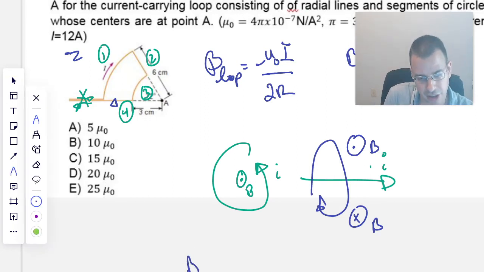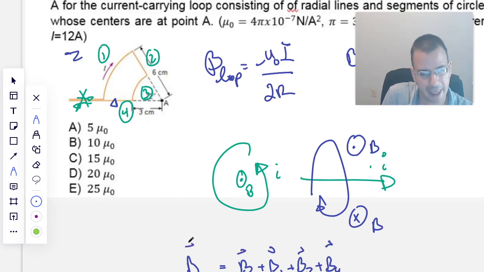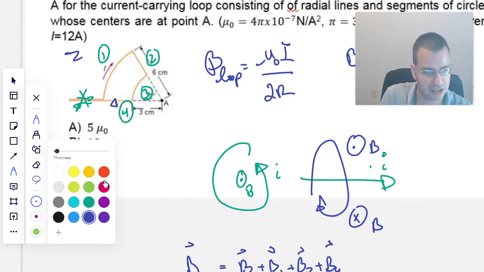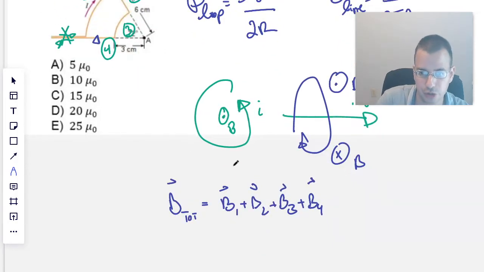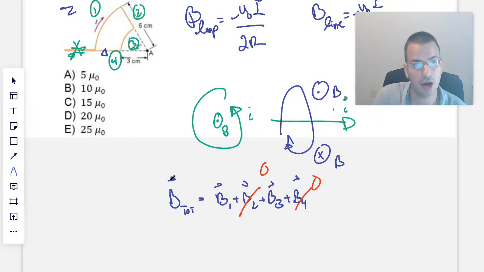So if we look at this here, the total magnetic field is going to be magnetic field due to 1, plus magnetic field due to 2, plus magnetic field due to 3, plus magnetic field due to 4. These should all be vectors. And since these 2 lines here are in line with A, and they're lines, they're going to have no effect, because a line is going to create a magnetic field around the wire, not at a central point that's in line with the wire. So 2 and 4 are zeros. Now we have left just 1 and 3.